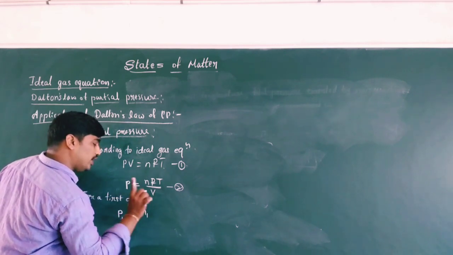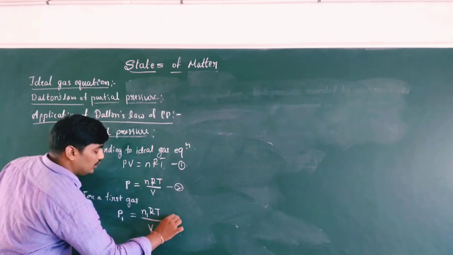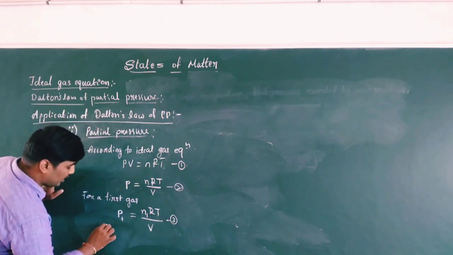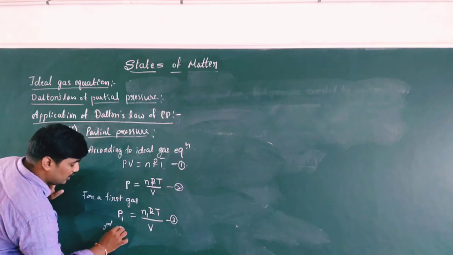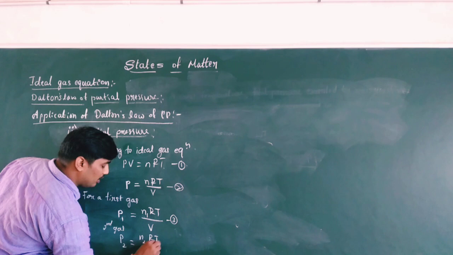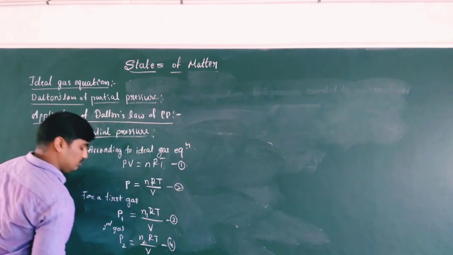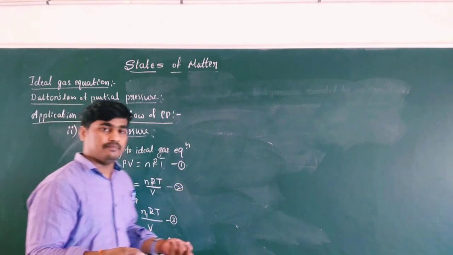The amount of that gas is N1. So P1 is equal to N1 RT by V, equation number 3. For the second gas, P2 is equal to N2 RT by V, equation number 4. So on, P3, P4, P5.